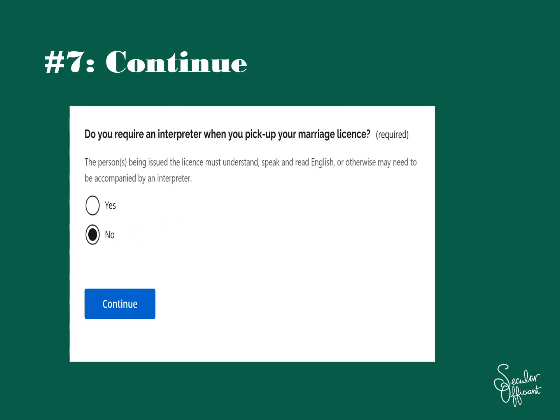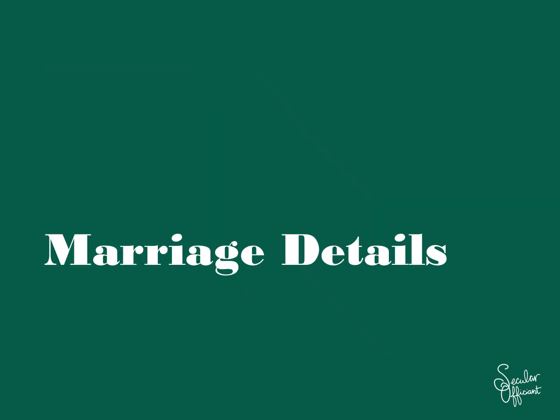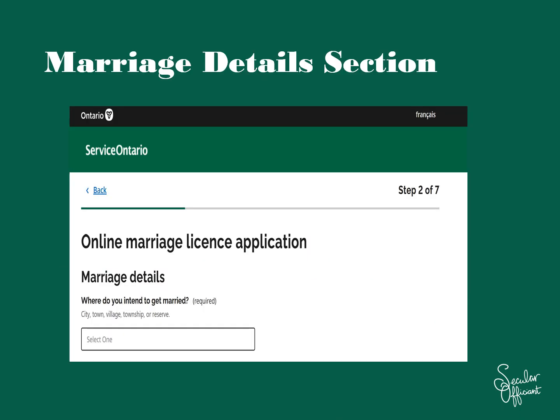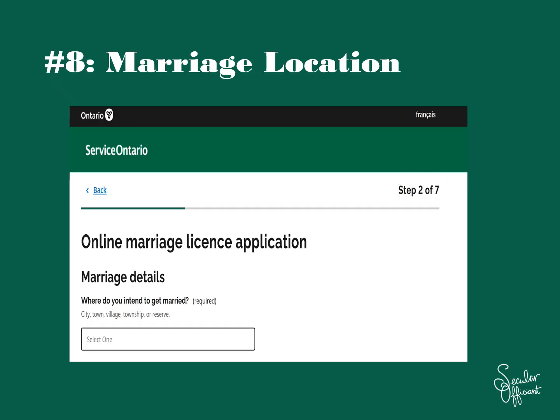Step 7 is clicking on the Continue button to move to the next section. Marriage Details. Section 2 of the ServiceOntario application is the marriage details. Step 8 is indicating where you plan to get married.